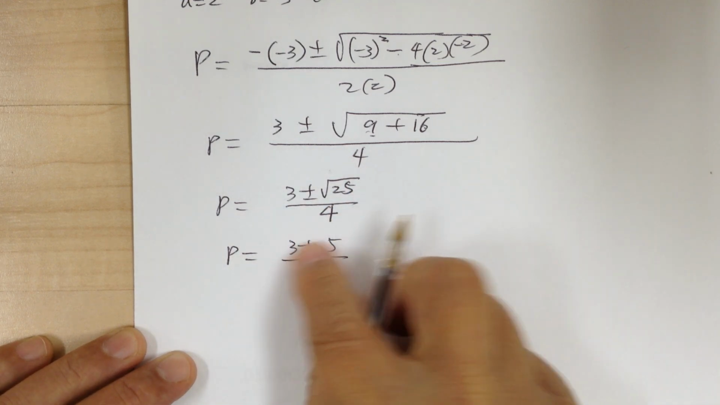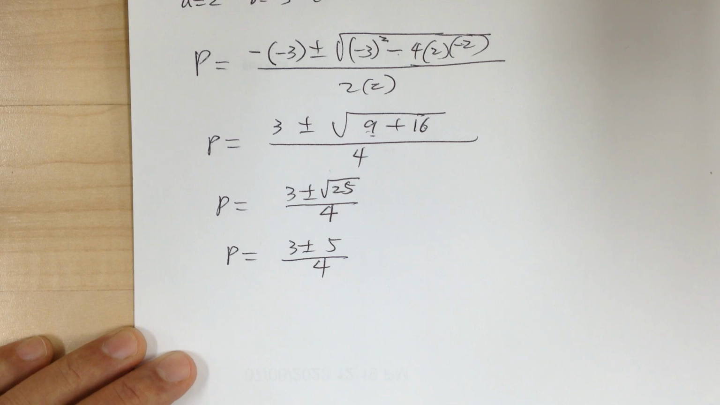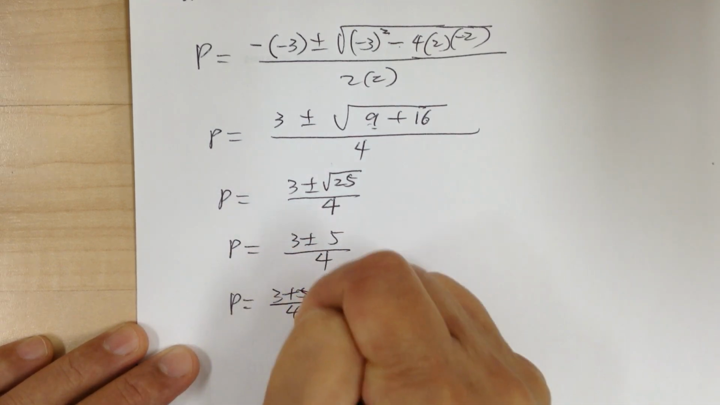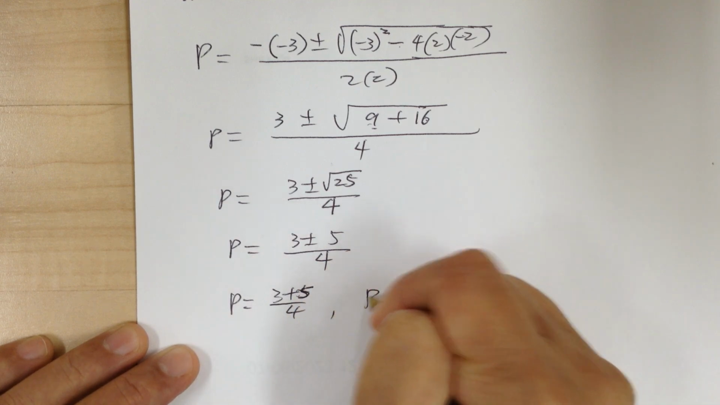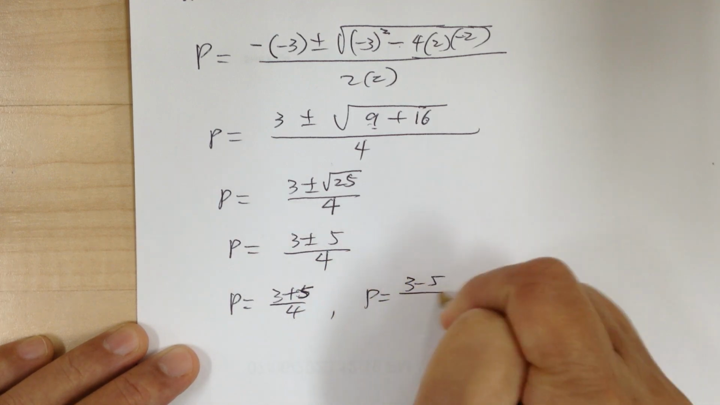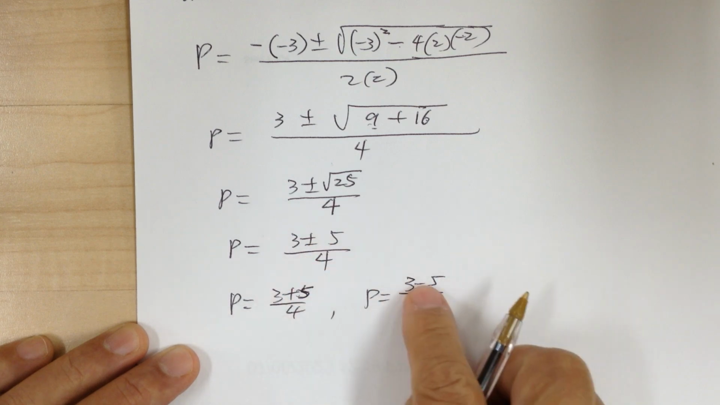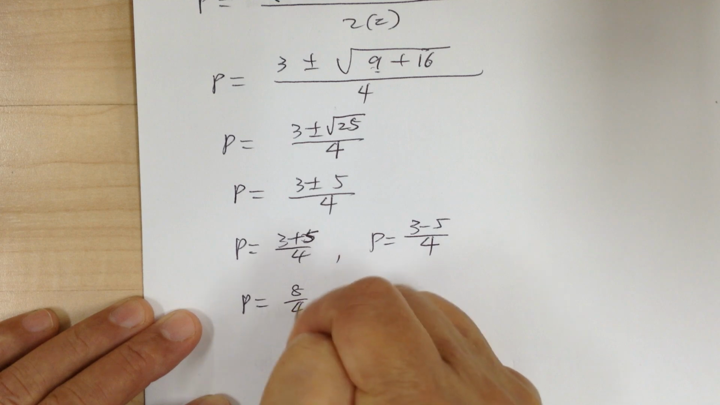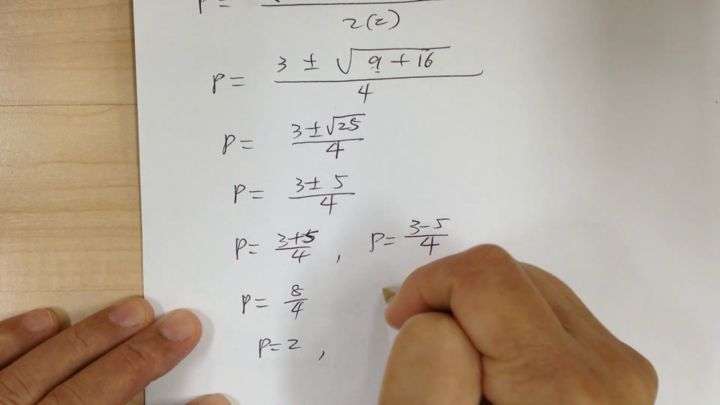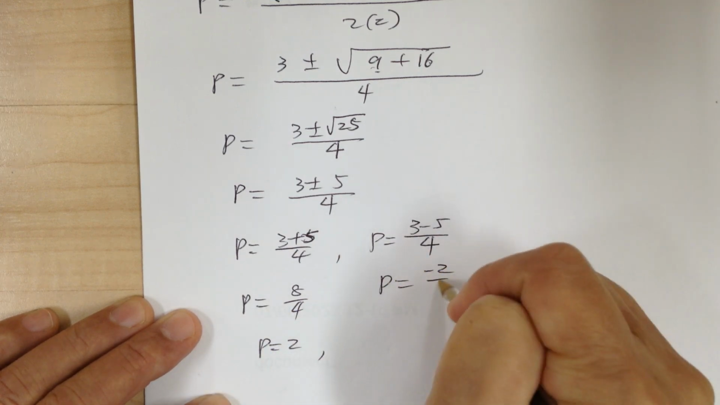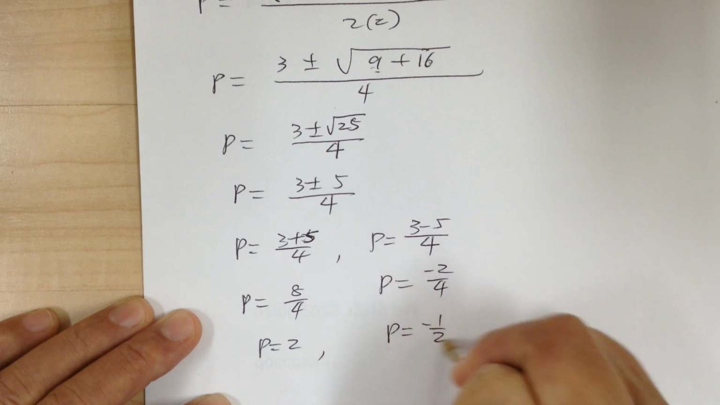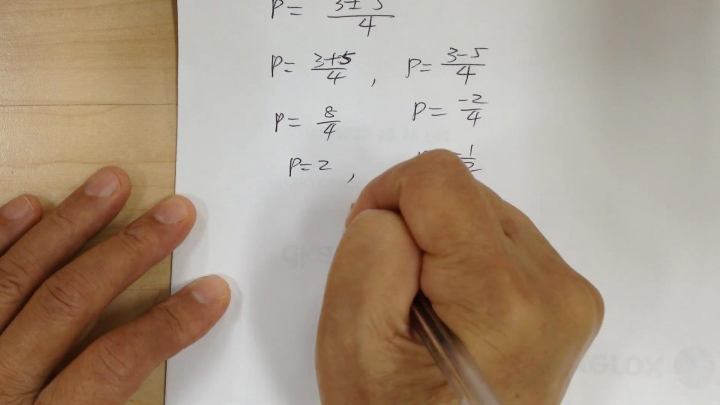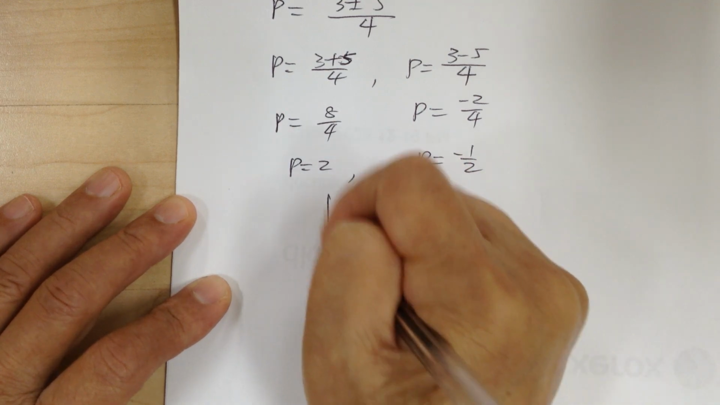But again, this is the same kind of number, which means you can simplify, which means you have to separate the plus from the minus. Separate the plus from the minus, then you simplify. So this is going to be 8 over 4, so p equal to 2. This one, p equal to negative 2 over 4, so p equal to negative 1 over 2. So your answers would be 2 and negative 1 over 2.